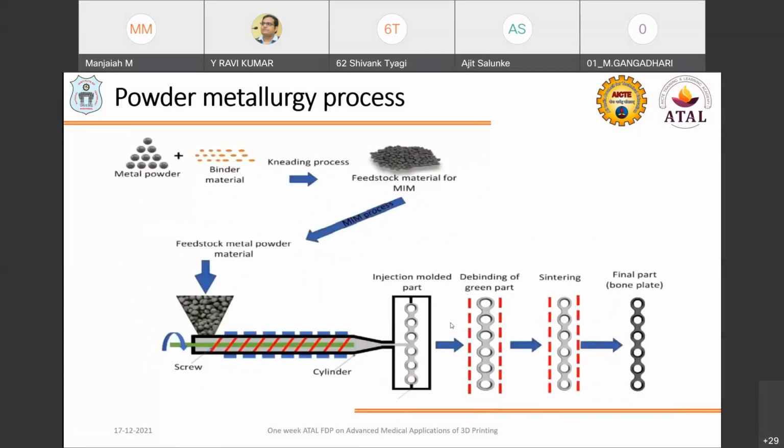In the powder metallurgy process, powder injection molding may be used to make injection molded parts. These are the final bone plates made by this powder metallurgy process, where high production rates are required for the metal parts. These parts are made using the powder metallurgy process. This is a very simple bone plate that can be made with conventional manufacturing methods.